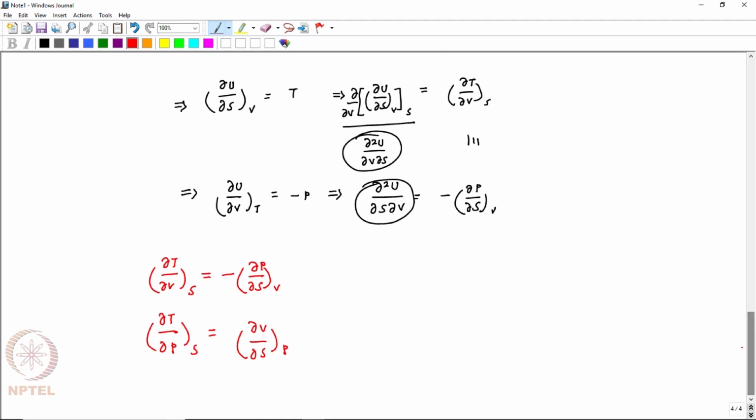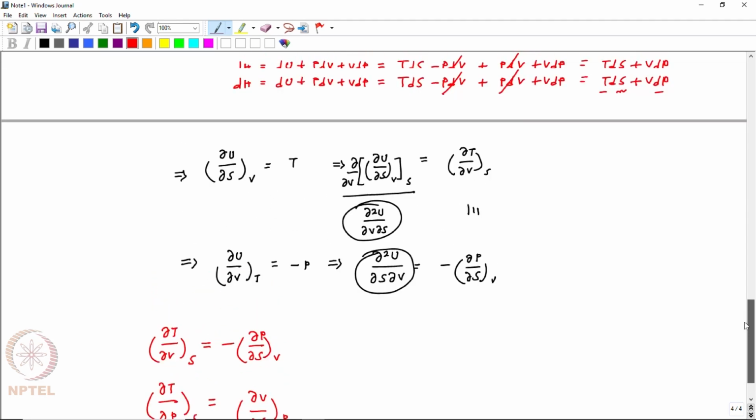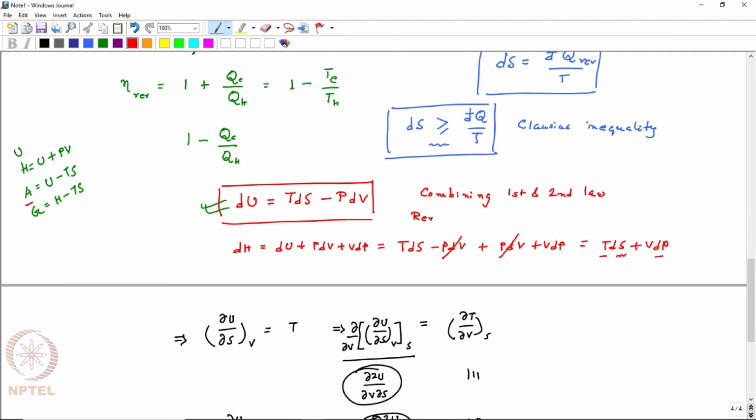Similarly for the other two, using Helmholtz free energy and Gibbs free energy, you will also get similar equations.